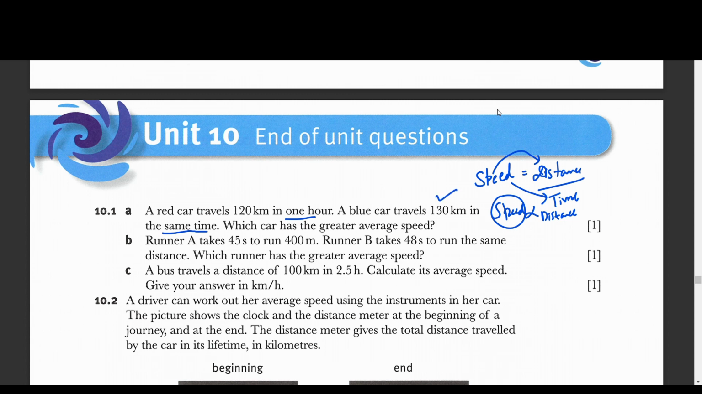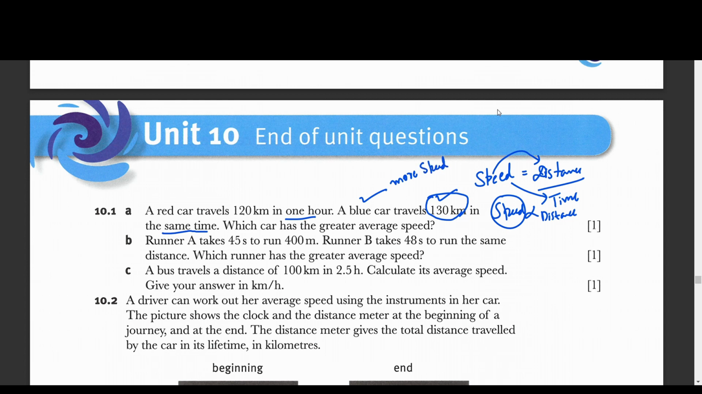So the blue car, which traveled a distance of 130 kilometer in 1 hour, has more speed as compared to the red car, which only traveled 120 kilometer in 1 hour. That was an easy one.